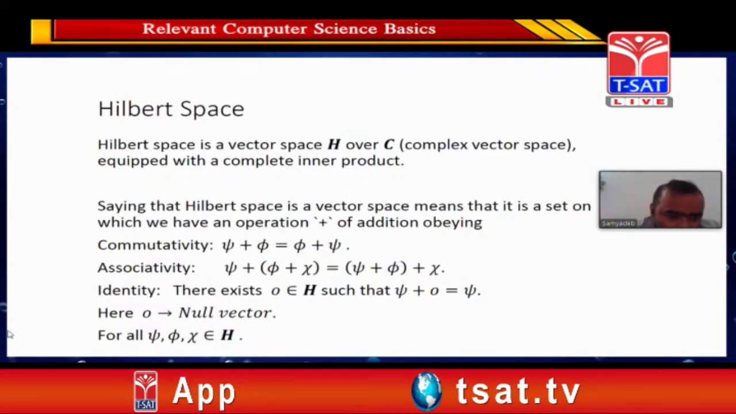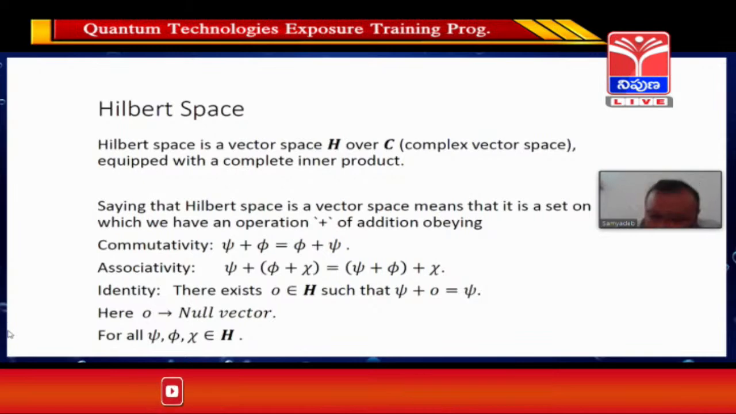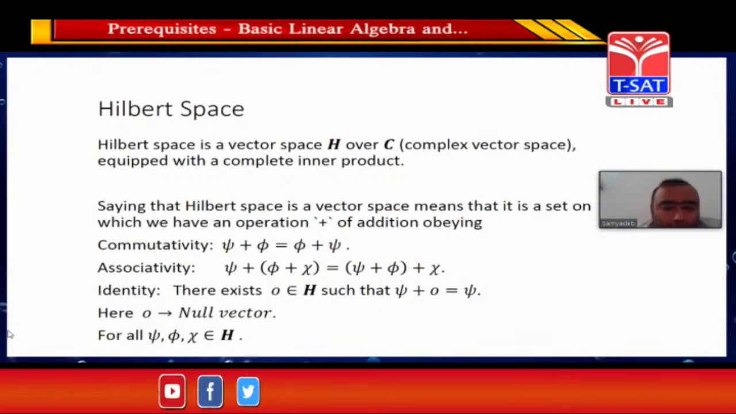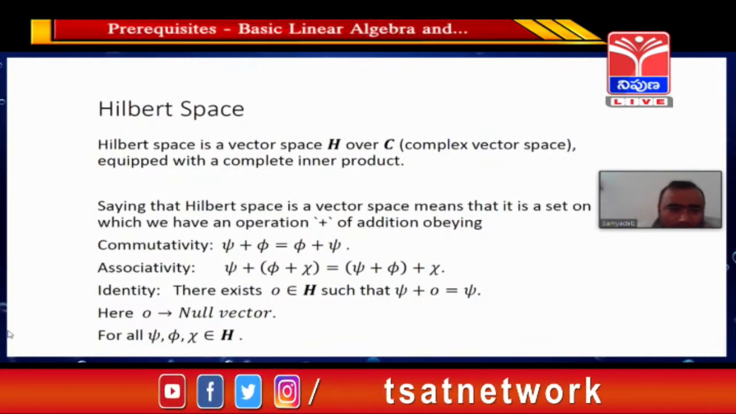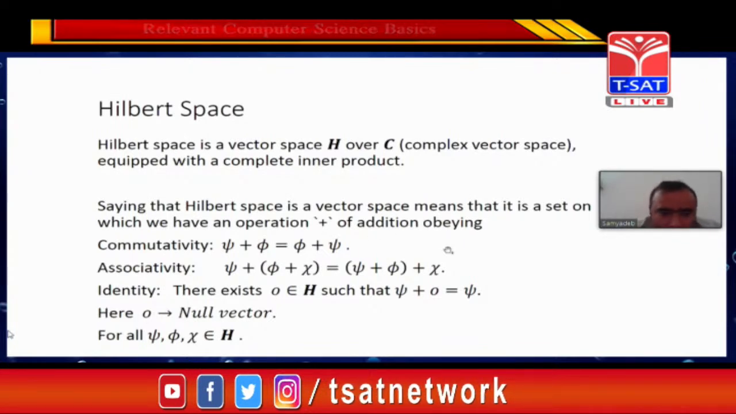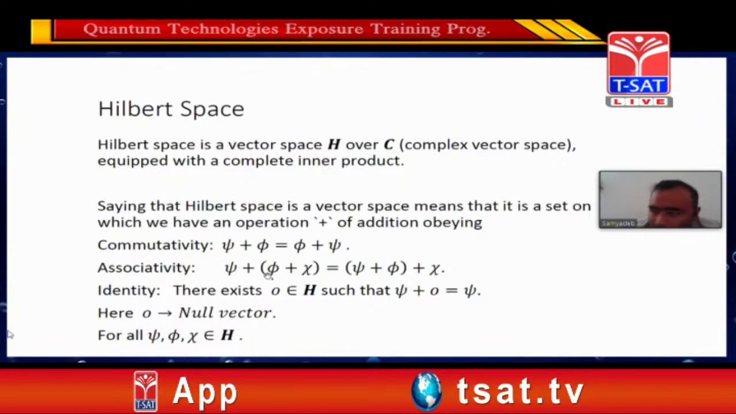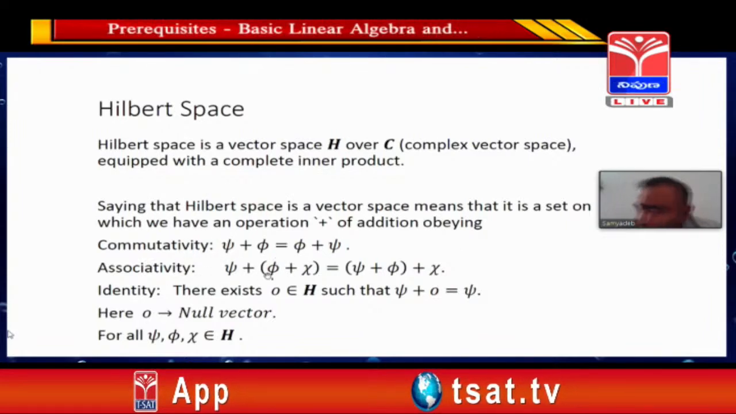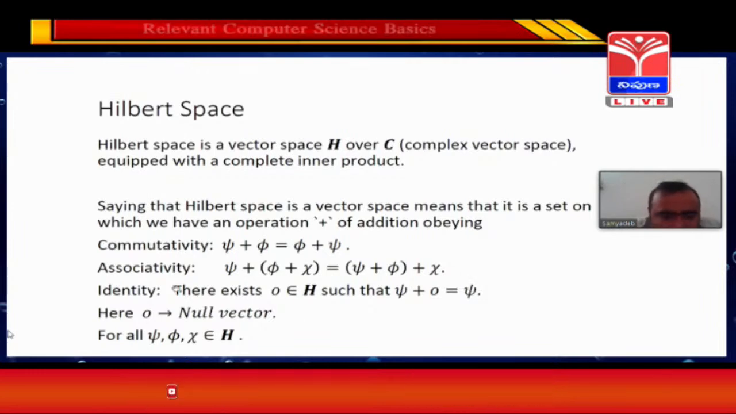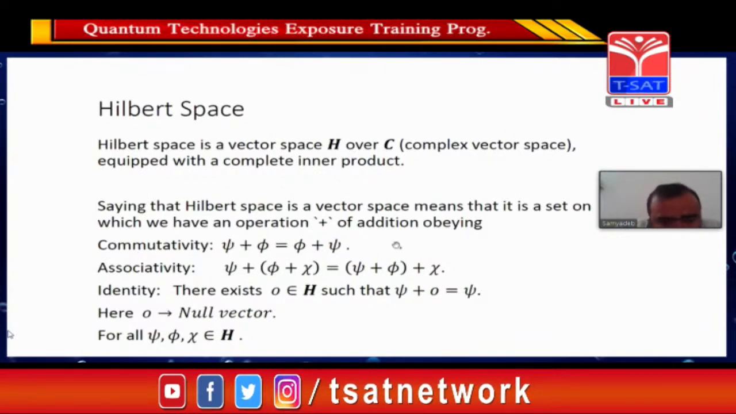When you define a vector space, some operations need to be defined, for example, the addition operation. So Hilbert space obeys these 4 properties for this addition operation. So for the addition of 2 elements of a Hilbert space, the 2 vectors xi and phi, they obey the commutativity property, that is xi plus phi should be equal to phi plus xi.